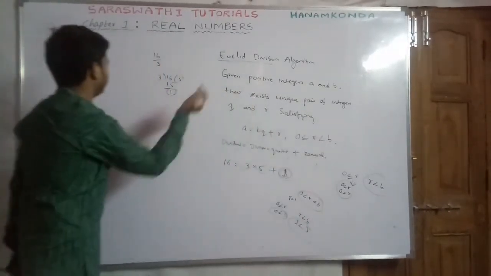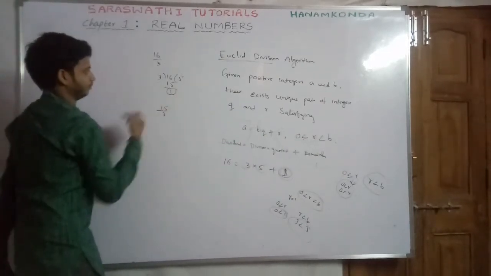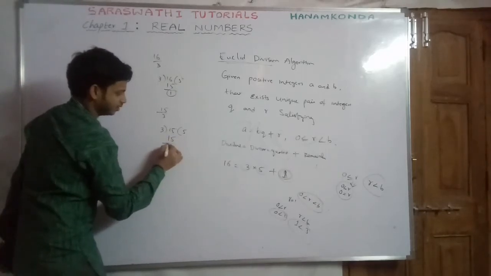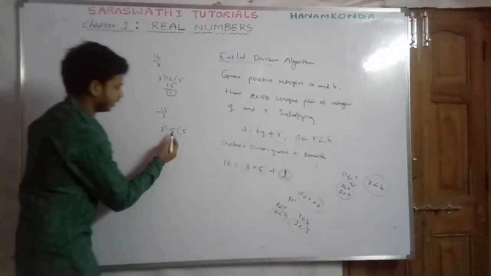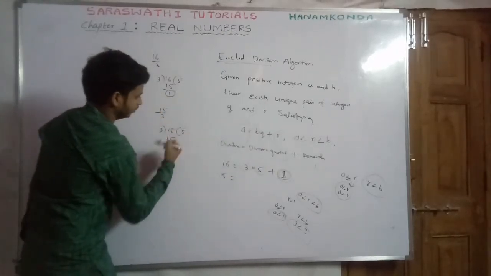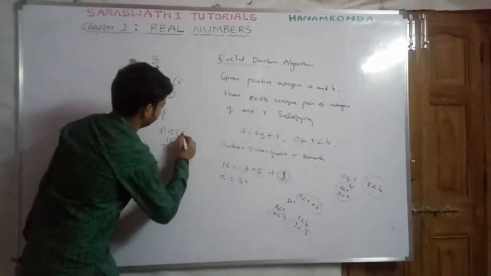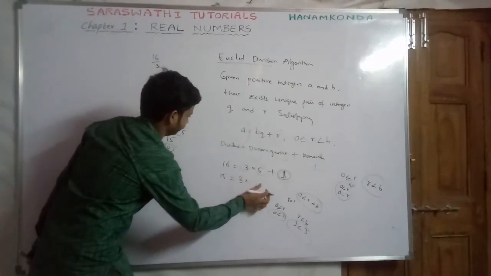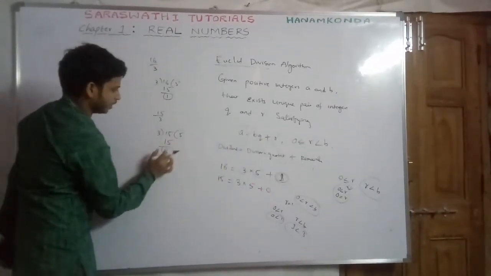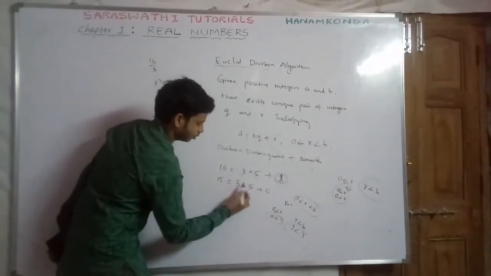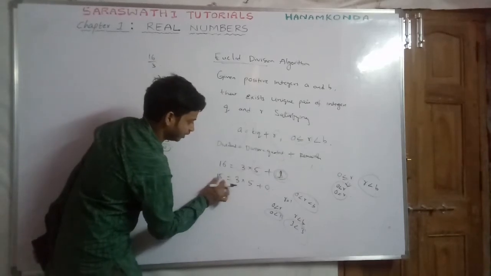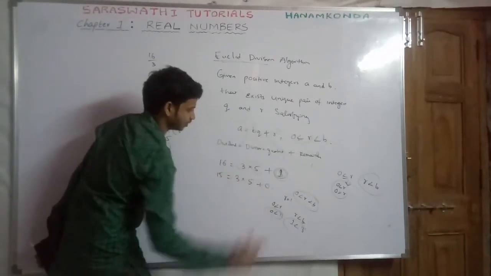Suppose we take another example, 15 by 3. So 3 fives are 15, so the remainder is 0. So here the dividend 15 equals divisor 3 into quotient 5 plus remainder 0. It is of the form a equal to bq plus r: 3 fives are 15, 15 plus 0 is 15. So we have obtained dividend equal to divisor into quotient plus remainder.